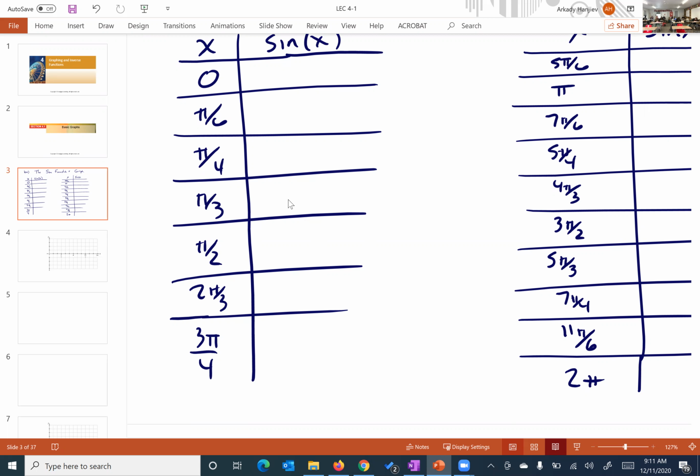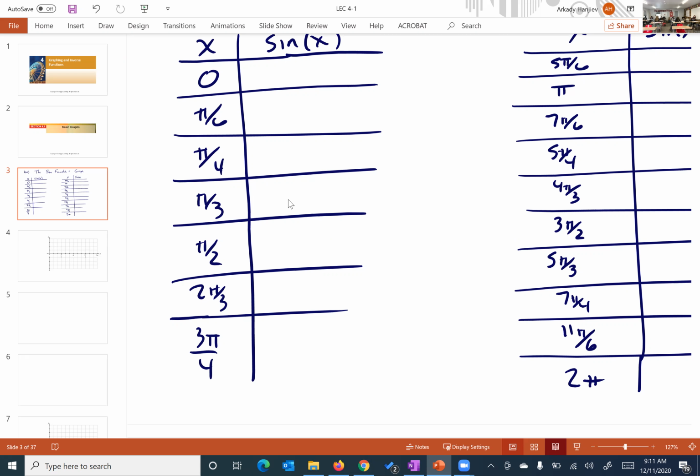So Corinna, you have 0. Find me sine of 0 degrees. And then we're just going to go back and forth. Hayden, you got the next one, pi over 6. Amaya, pi over 4. And we're just going down the list. Haley, pi over 3. Rylan, pi over 2. Georgia, 2 pi over 3. Grace, 3 pi over 4.